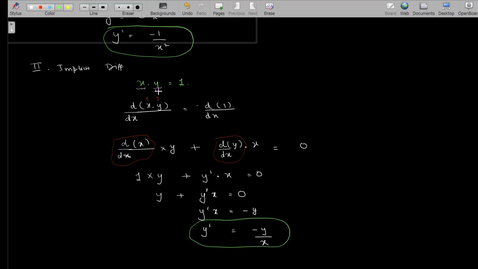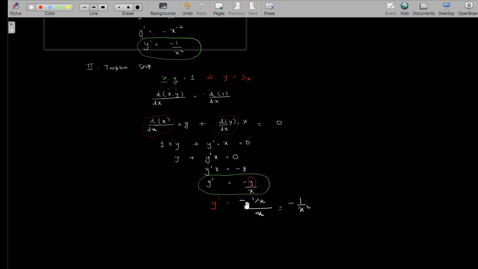If you put the value of y back from here, if you put the value of y as 1 over x, instead of y, you see this y, put 1 over x. So minus 1 over x, that will be negative 1 over x square. So this is the final answer, negative 1 over x square.